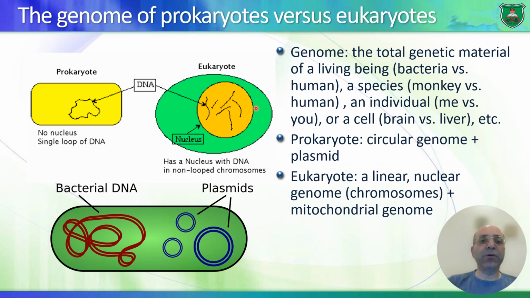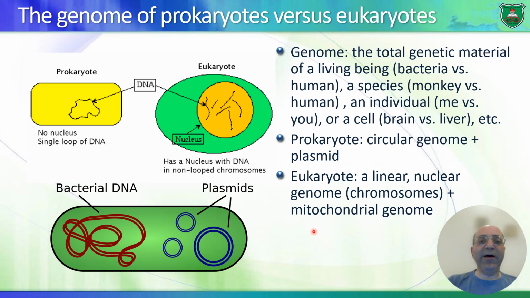Eukaryotic genomes, on the other hand, including the human genome, are organized as linear chromosomes. And these chromosomes are made of, again, long double-stranded DNA molecules. Each one of them is made of a single double-stranded DNA molecule. And there are histones that pack the DNA.